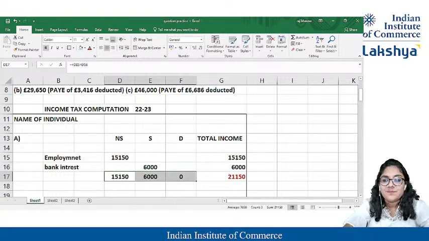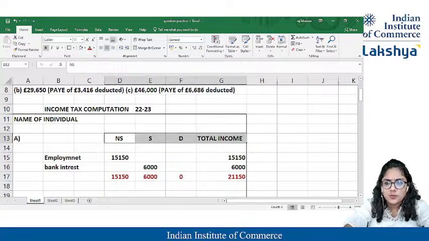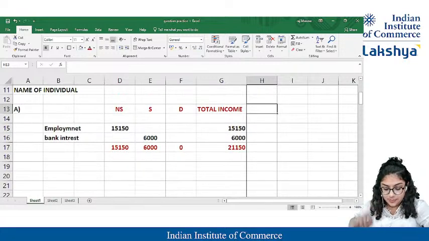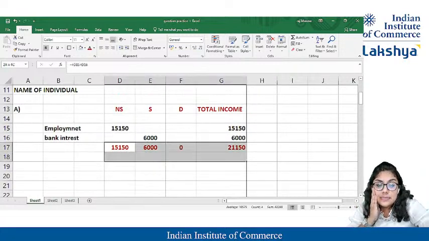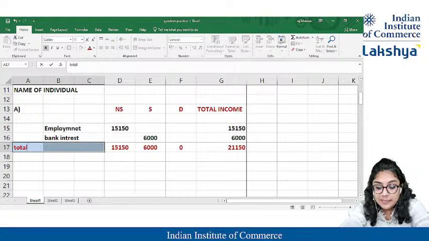Is it clear? Are we getting this? Are there any doubts for this? Clear till here? So this is my first format I did. Now, this is what, guys? This is my total income, which I got.